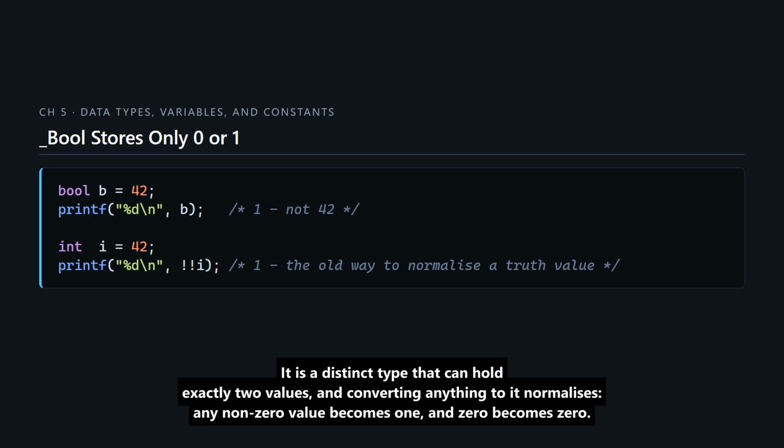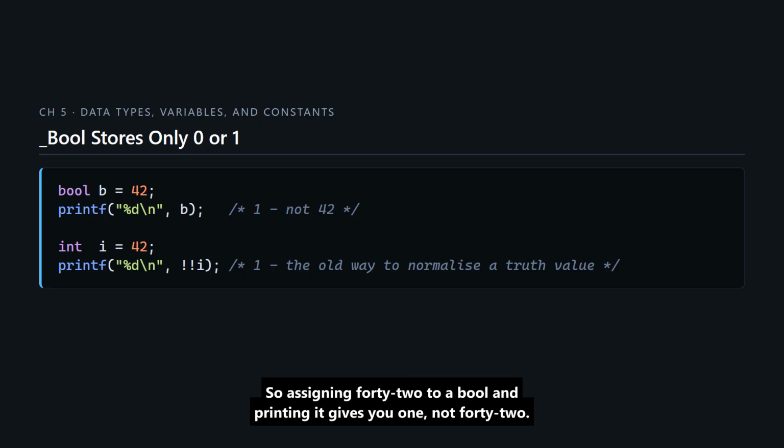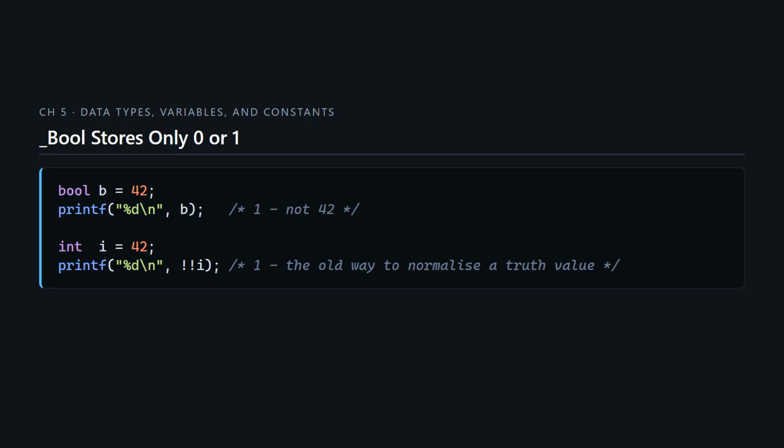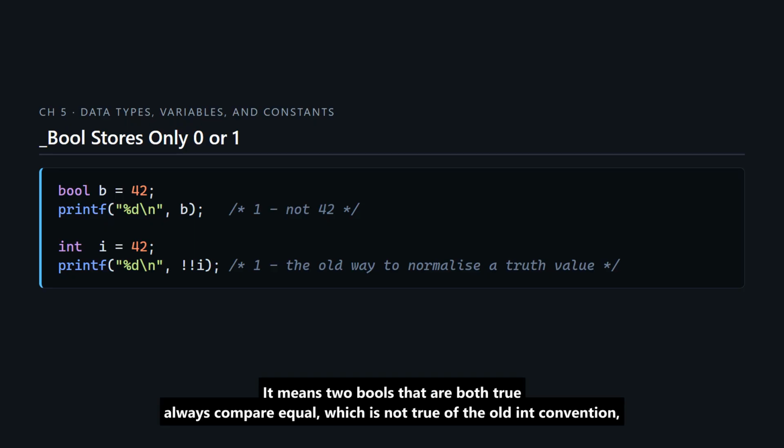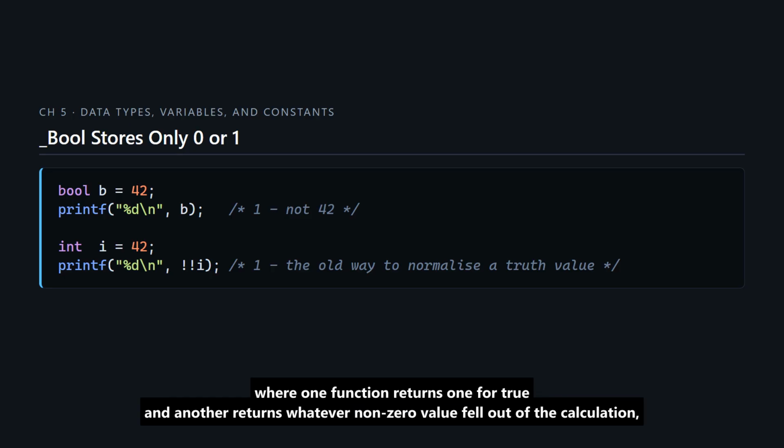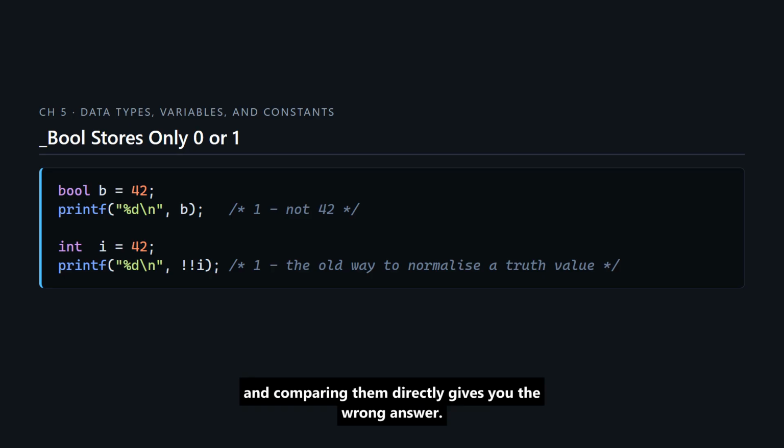_Bool is not just an int with a friendly name. It is a distinct type that can hold exactly 2 values, and converting anything to it normalizes. Any non-zero value becomes 1, and 0 becomes 0. So assigning 42 to a bool and printing it gives you 1, not 42. That is genuinely useful. It means 2 bools that are both true always compare equal, which is not true of the old int convention, where one function returns 1 for true and another returns whatever non-zero value fell out of the calculation. And comparing them directly gives you the wrong answer.